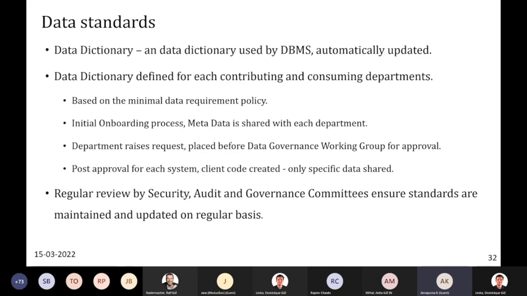So when a department raises its request, this is placed before the data governance working group for its approval, and once approved for sharing, this data is then shared with the system by creating a client code. So for each department, only the specific data is shared. There are regular reviews by security, audit, and governance committees to ensure standards are maintained and updated on a regular basis. Next slide, please.